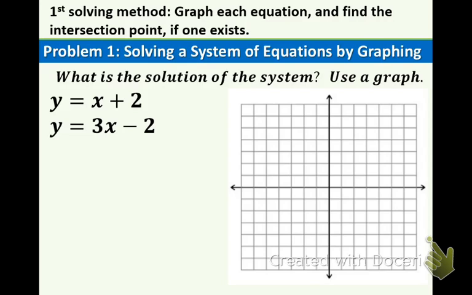Alright, our first solving method, we're going to graph each equation and find the intersection point if it exists. So first of all, let's graph these equations in the same coordinate plane. And I'm going to use two different colors so that we can tell the difference between the two. So the first one, y equals x plus 2, I'm going to do in red. And the slope is 1, the number in front, and the b is 2. So let's put our point at the 2 and go up 1 over 1 and connect.